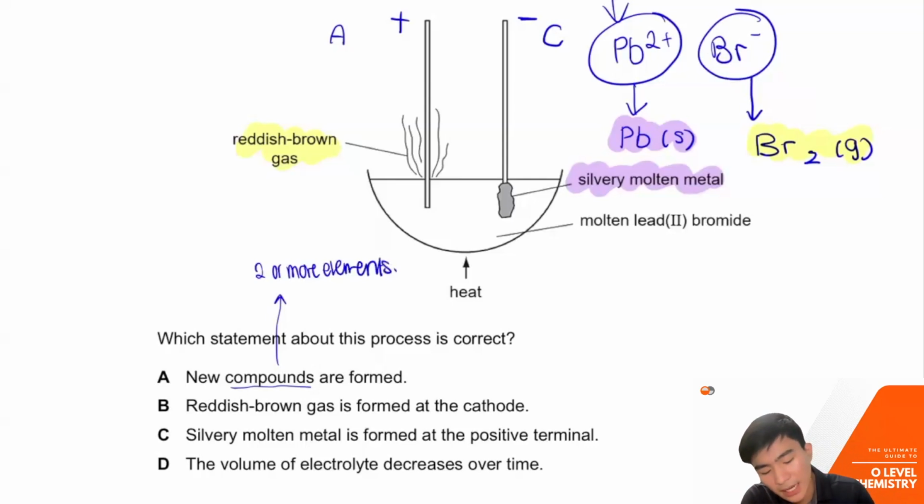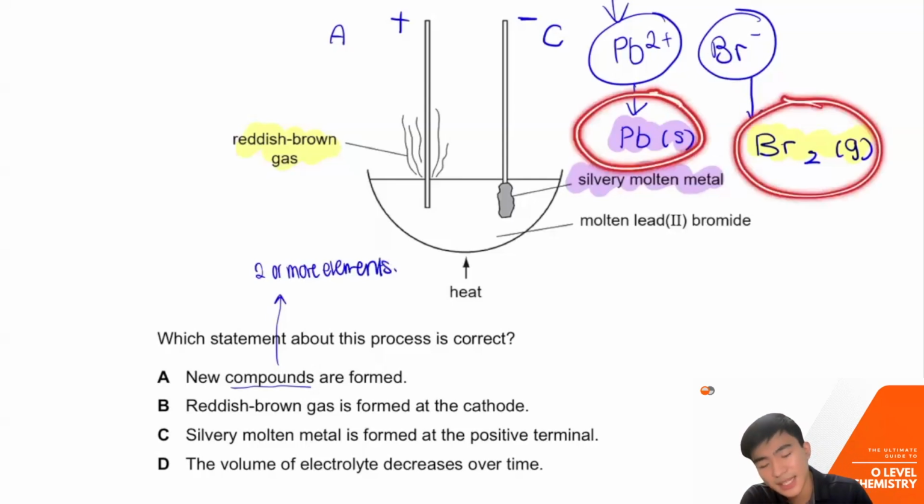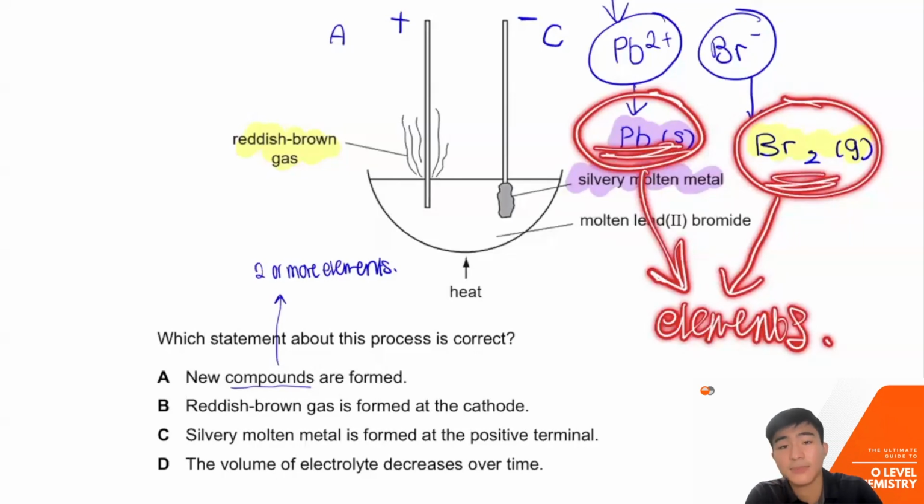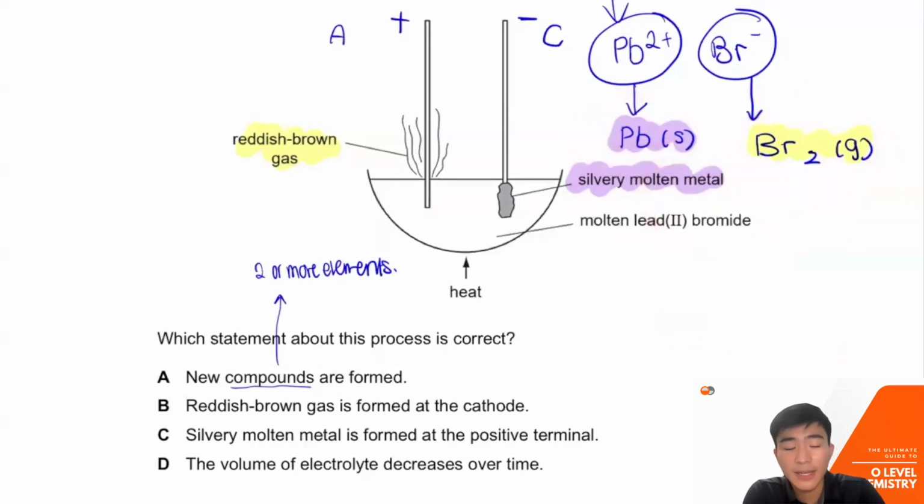So if students forget this, they see Br2 and think that it's a compound. No, the answer is no. They are all elements. Because this is the simplest element. This is also a simplest element that exists, right?